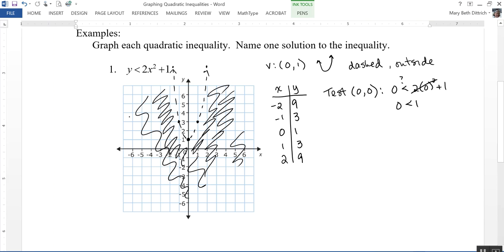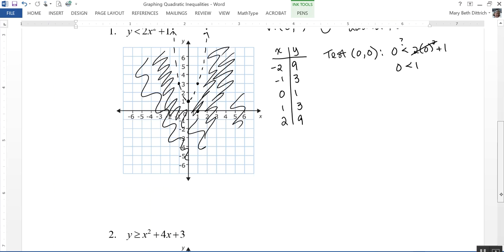Name one solution to the inequality. Well, I know that (0, 0) is a point. I also know that the point (1, 0) is going to be a solution for this inequality. And in fact, every point in this area out here works in this inequality. Let's take a look at another example here.